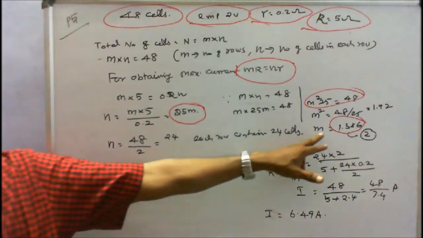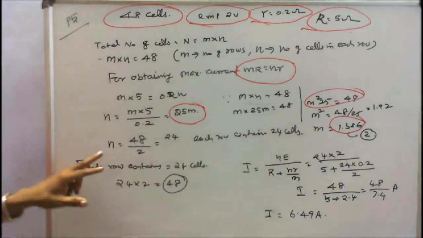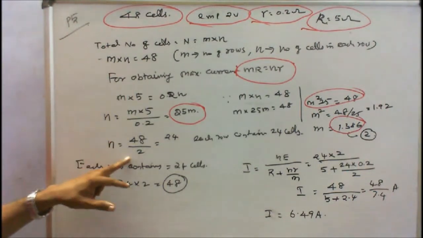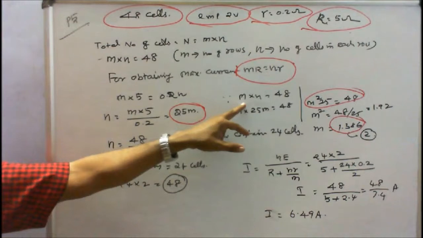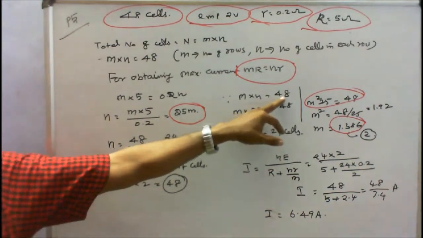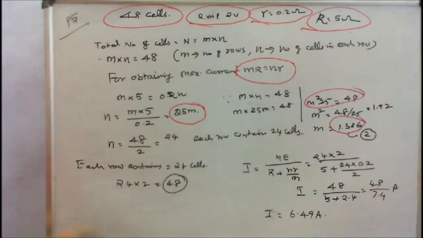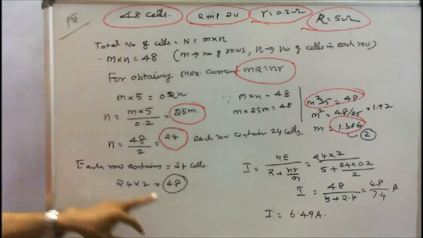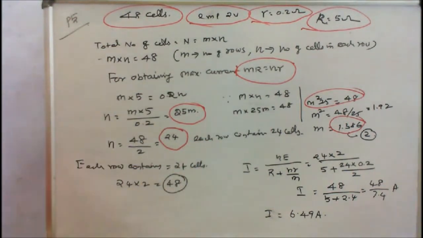Once I know the number of rows, I can easily find how many cells in each row. n is equal to 48 by 2, since I know the value of m is 2. That is 24. So each row contains 24 cells. There are 2 rows. Total number is 48, 2 into 24 is equal to 48 cells.